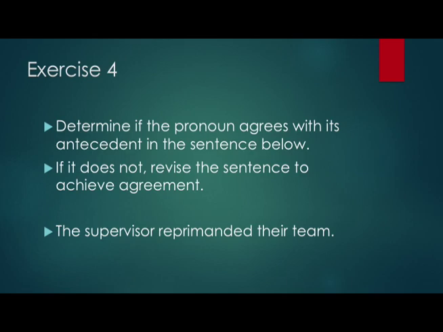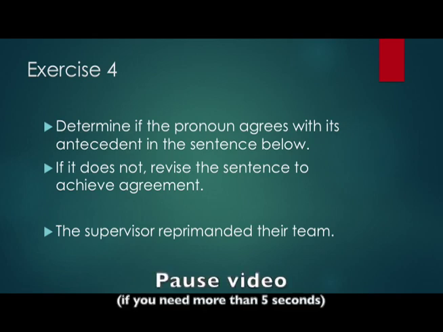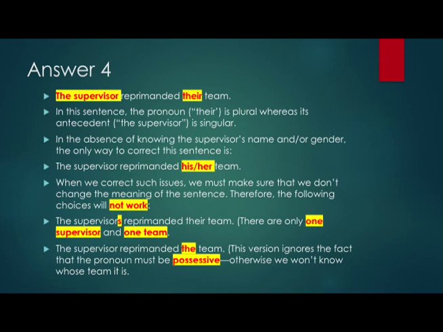Exercise 4. "The supervisor reprimanded their team." Is the pronoun in agreement with the antecedent? If not, how can we fix it? The supervisor, the antecedent, reprimanded their team. There is plural. So, in the absence of knowing the supervisor's name, which would always be preferable, or the gender of that person, there's only one way to correct the sentence, and it is "the supervisor reprimanded his or her team."